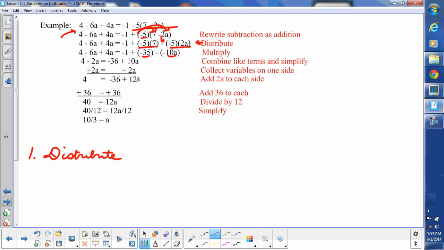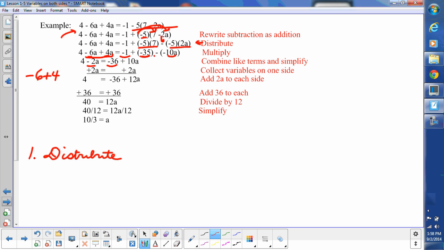I'm going to do 2 things at once in the next step. I'm going to combine like terms and simplify. On the left-hand side, notice you have negative 6a plus 4a. Remember to combine like terms, you add or subtract the coefficients. The coefficients are negative 6 and 4. Negative 6 plus 4 is negative 2a. On the right-hand side, our like terms are a negative 1 and negative 35. Negative 1 plus negative 35 is negative 36.